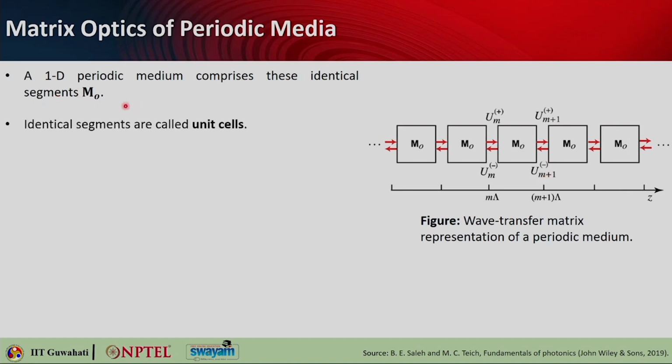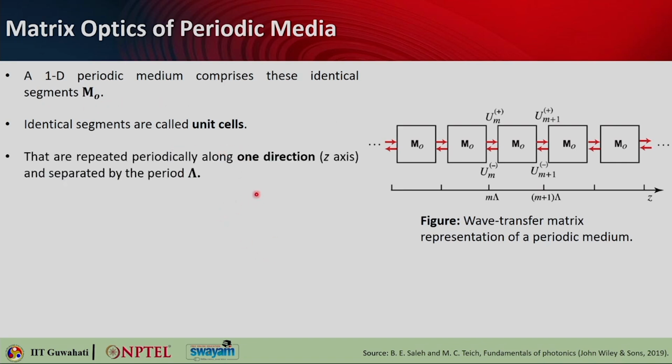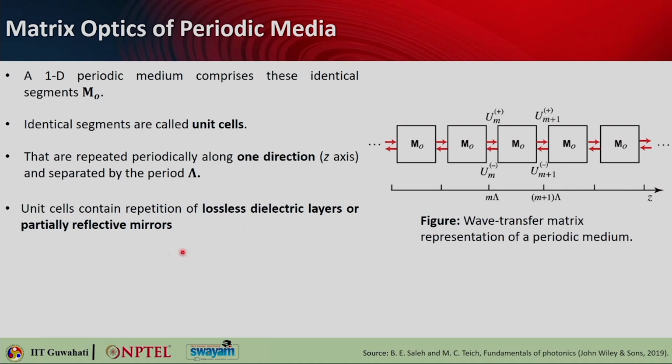As you can see here, a 1D periodic medium comprises identical segments like M0, called unit cells. They are repeated along one direction. In this case we have considered Z as the direction of periodicity, and they are separated by the period capital lambda. And unit cells contain repetition of lossless dielectric layers, or you can say these are partially reflective mirrors.